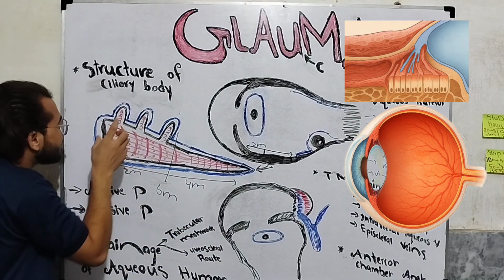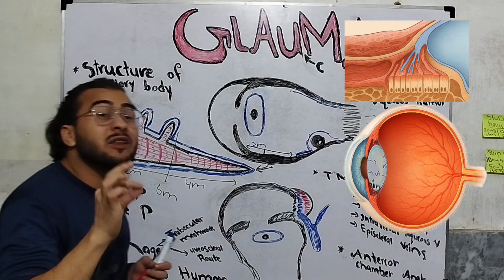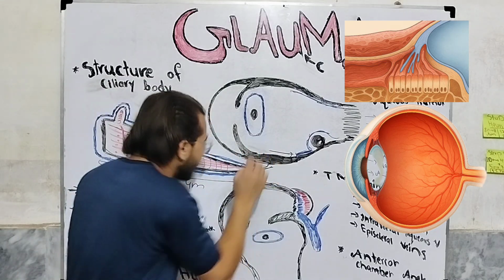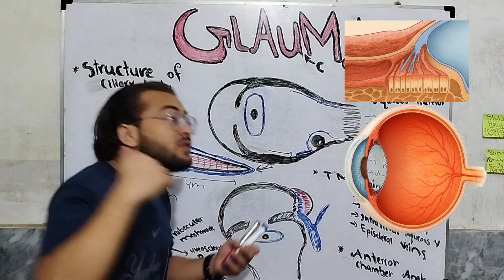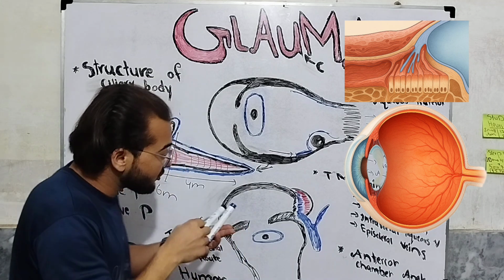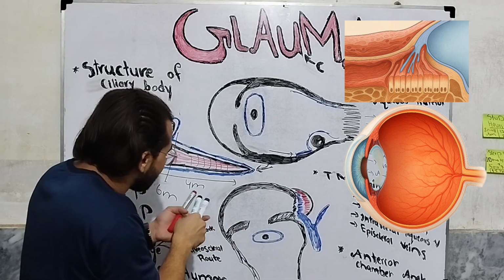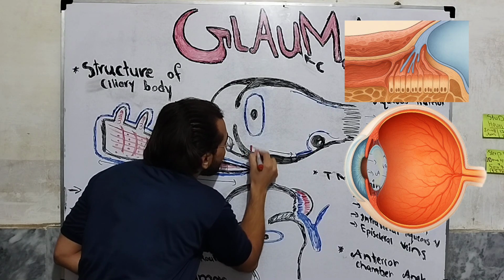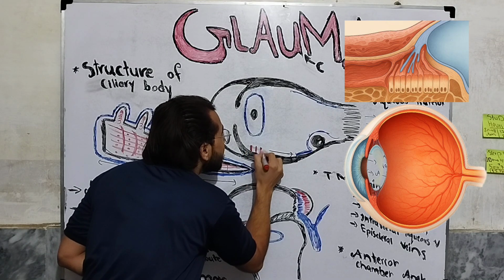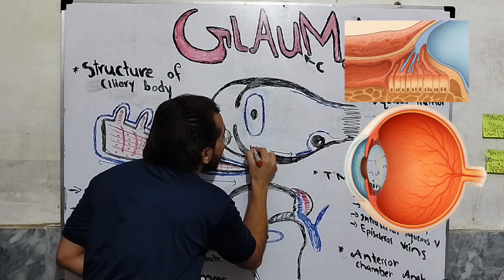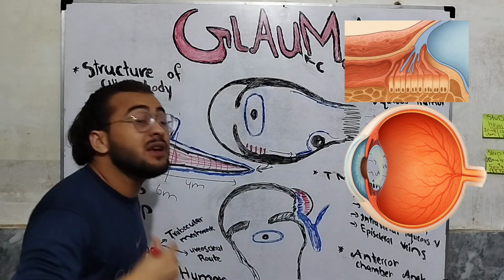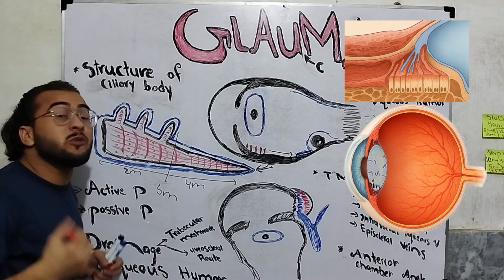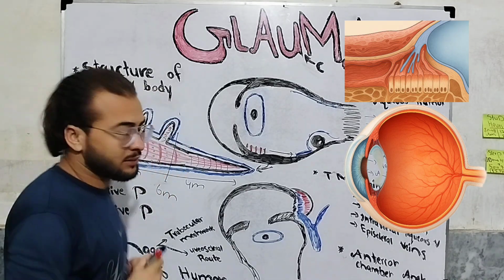This is the anterior 2 millimeter pars plicata. It has finger-like projections, about 70 to 80 of them, which project into the posterior chamber. These finger-like projections are called ciliary processes, and these ciliary processes produce the aqueous humor.